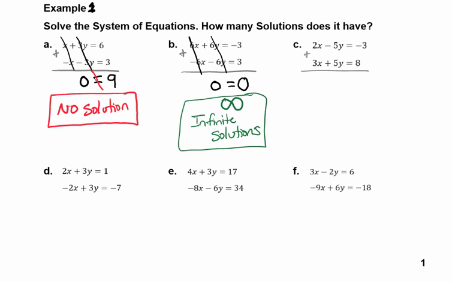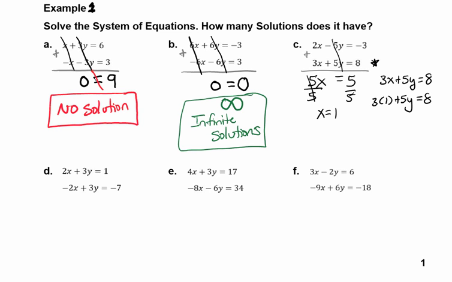So we're going to go ahead and add them, and that's going to cross out our y's, and we're left with 5x equals 5. If we finish solving from there, we'll divide both sides by 5 to get x equals 1. Now we need to take that 1 and plug it back into either our top equation or our bottom equation, whichever one you want to work with. I'm going to choose to work with our bottom equation. I like that it's all positives. So I'm going to take that 3x plus 5y equals 8, and I'm going to replace the x with the number 1, because we solved for x. The x is what we found.